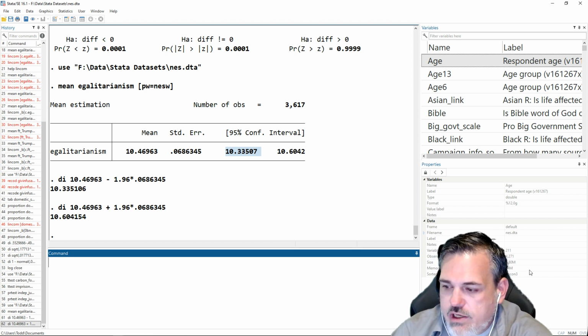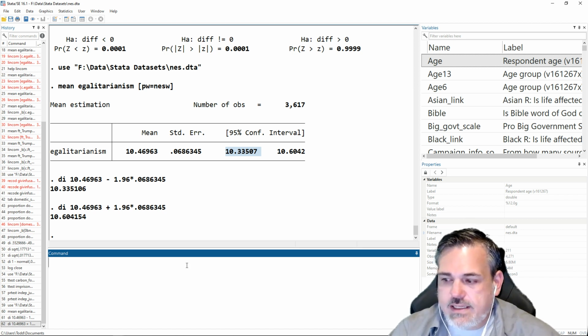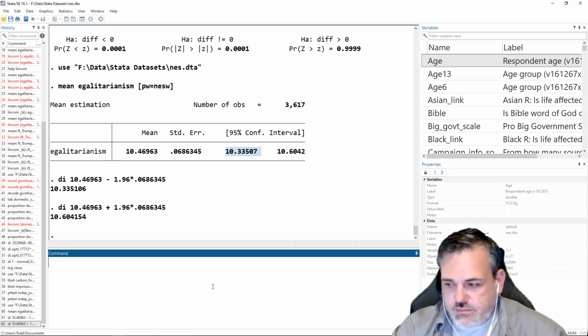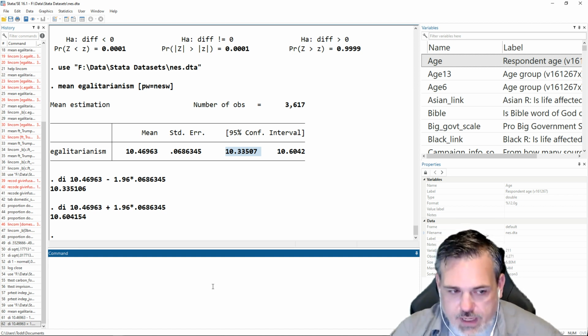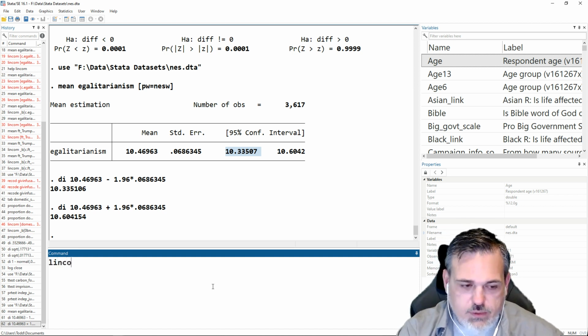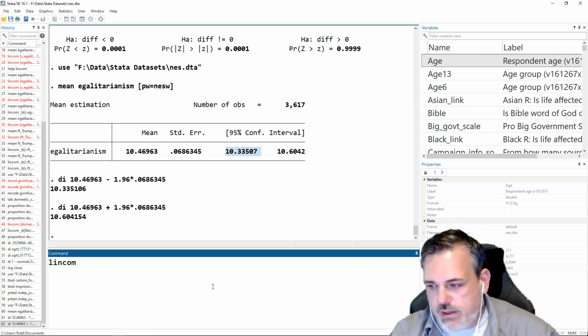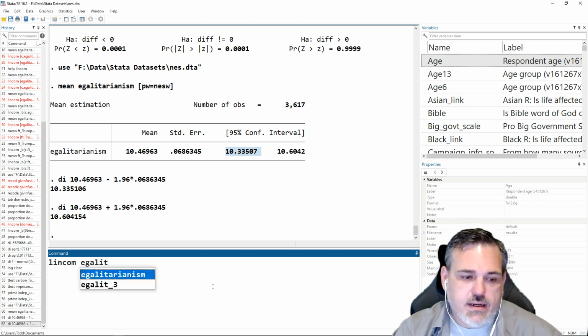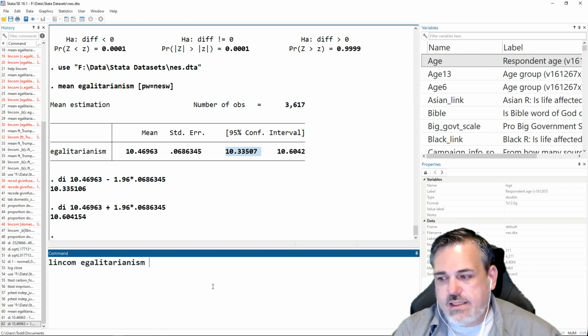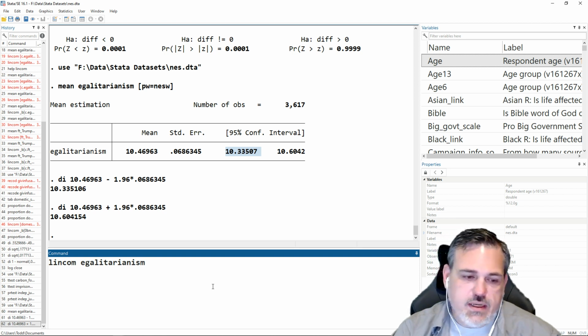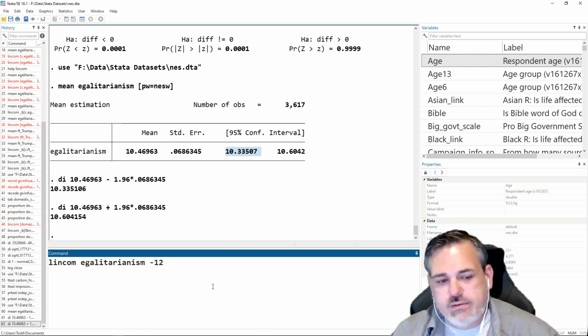So when we're actually going to test against this, there are a couple of commands that we can use. The first command that we need to get used to is lincom. Let's say someone out there in the world says that egalitarianism is actually 12.